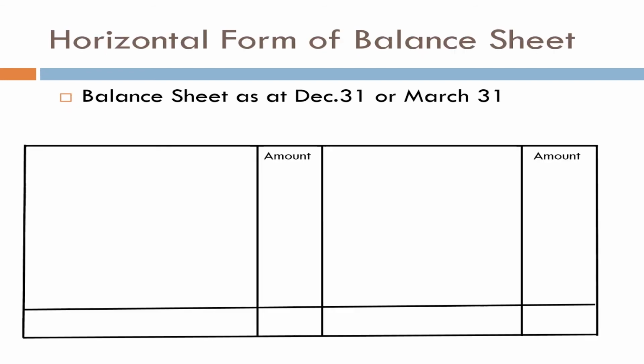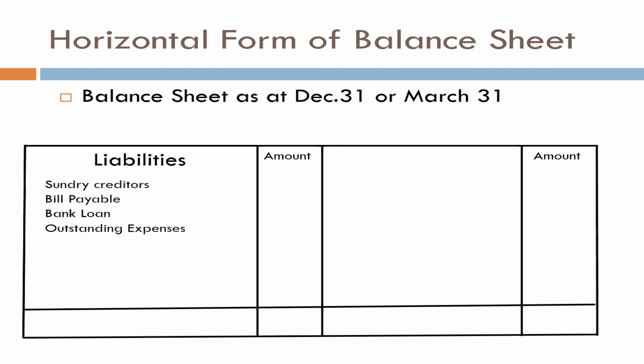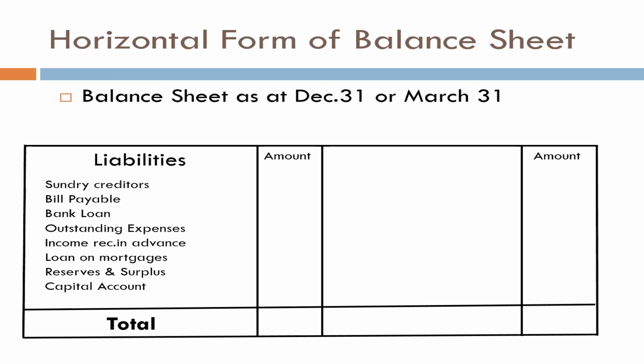Let's have a look at the format of the balance sheet of a proprietorship business under the liquidity method. This is a horizontal form of balance sheet. Now, balance sheet as at 31st December or 31st March. On the liabilities side, you may find sundry creditors, bills payable, bank loans, outstanding expenses, incomes received in advance, loan on mortgages, reserves and surplus, and at the end, capital account.